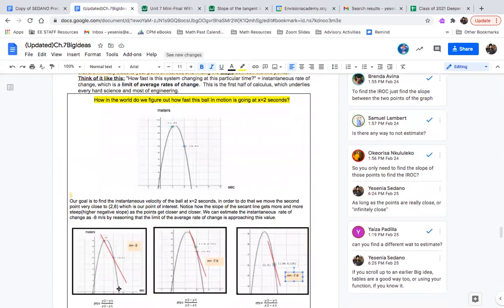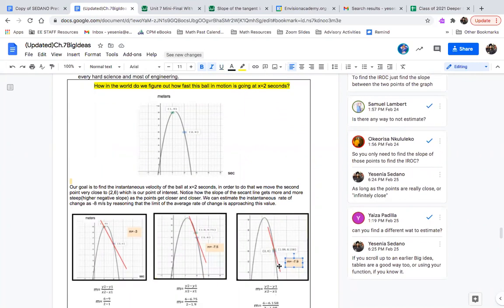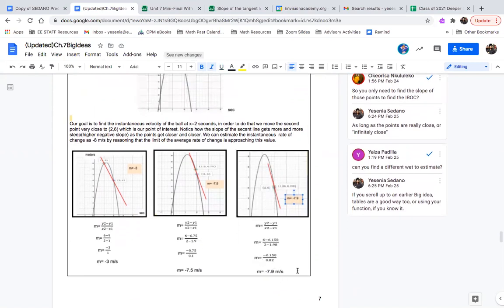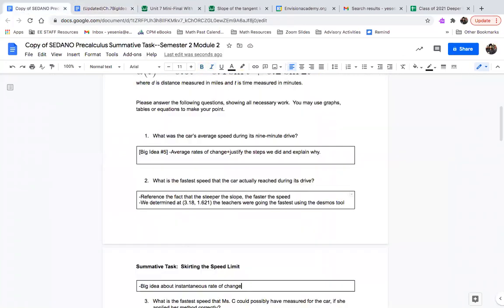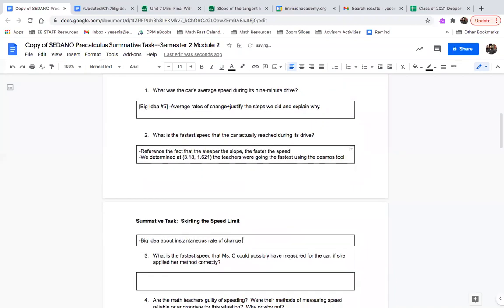And if you remember in class, you zone in on a point that you want, and you choose your second point to be very, very close to that point, and then calculate the slope between those 2 points. And that's going to give you your instant rate of change. So big idea 6 and big idea 7. Make sure you make connections to those, numbers 6 and 7, when you're making your explanation. Perfect. Thank you so much.